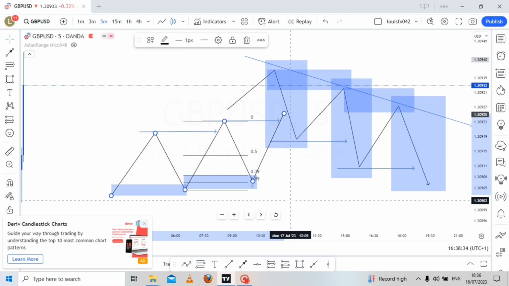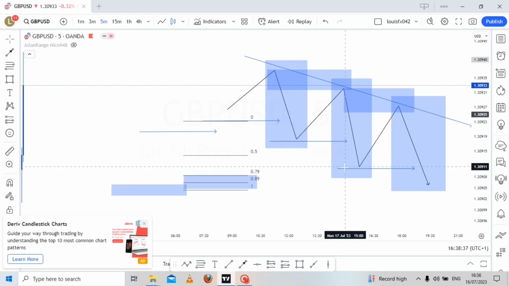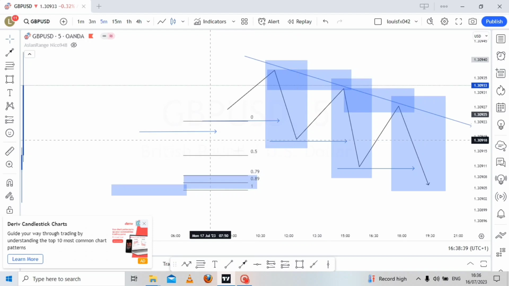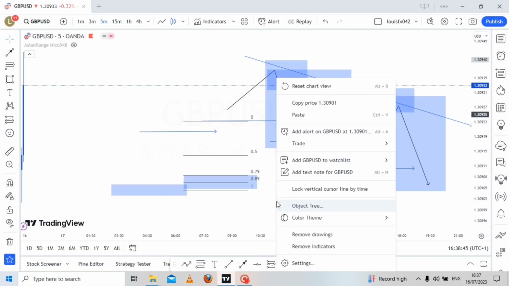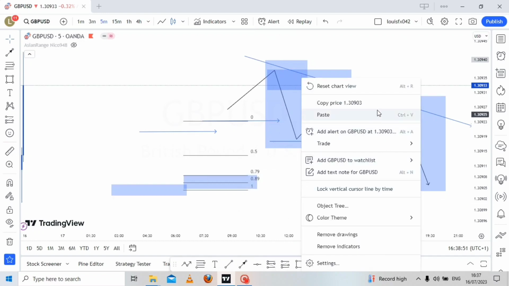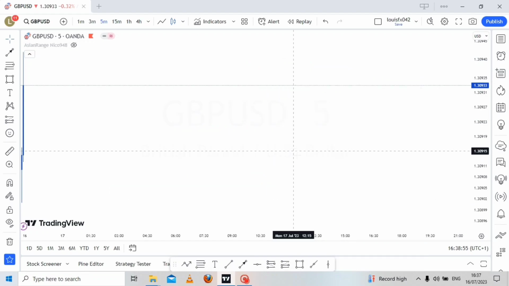Now let's look at chart examples of what I mean by using the 5 minute and 1 minute trade. You can do this on any time frame, but for the sake of this video, we'll use 5 minute and 1 minute. Yeah, so let me just delete everything on this chart.